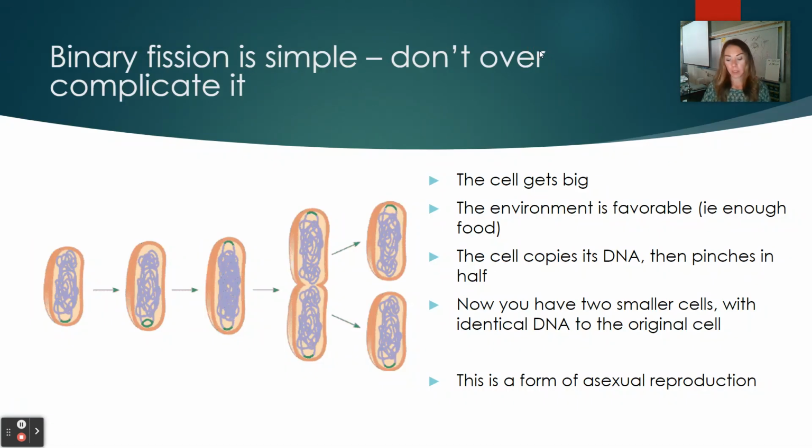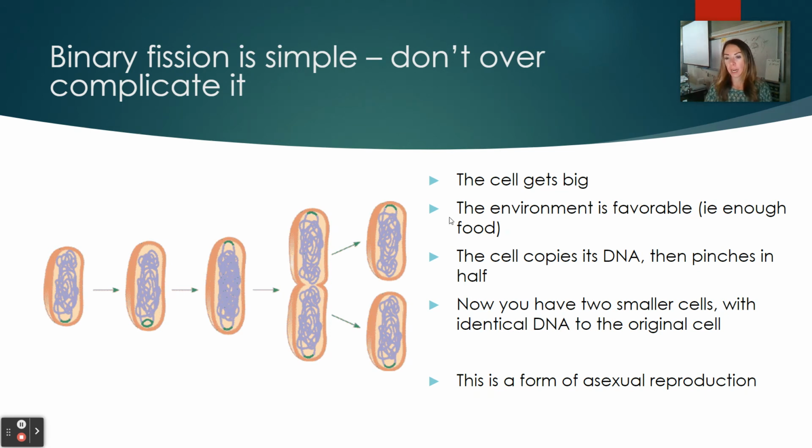Okay, this is binary fission. Like I said, don't complicate it. The cell gets bigger. The environment has enough to divide. It's not going to divide if it doesn't have enough food or space. The cell copies its DNA and then it pinches in half. And now I have two smaller cells that are identical to each other, right? Asexual reproduction. Like I said, it's really not that complicated. Don't complicate it, right? Cell gets bigger, DNA split, and that's it.